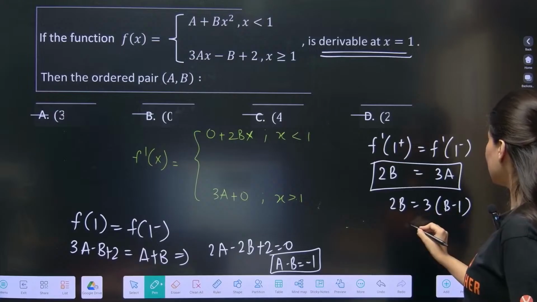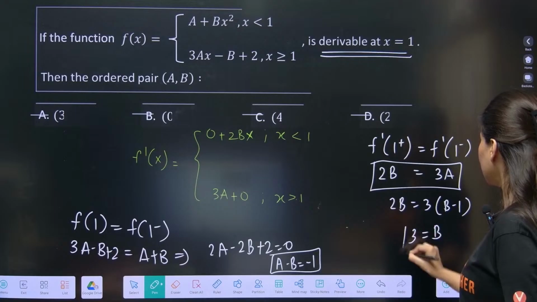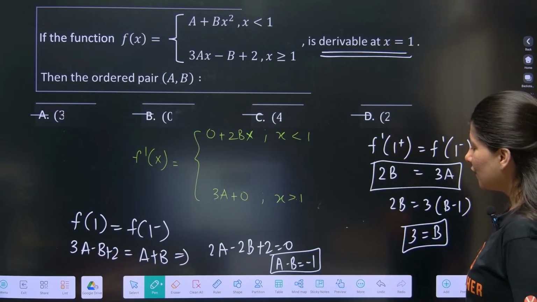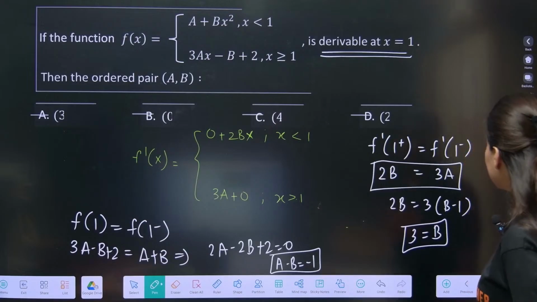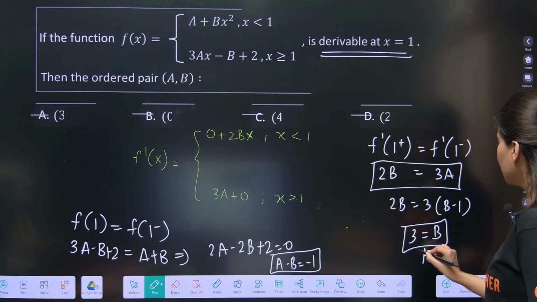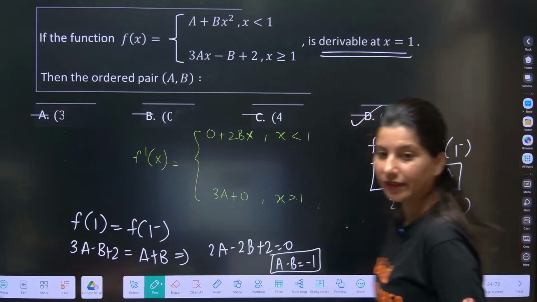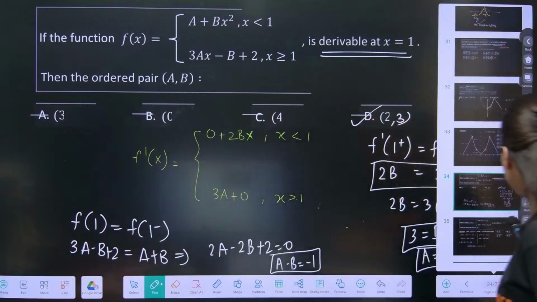Okay. So this is what? b is equal to 3. And the moment your b is 3, your a will be what? The moment your b is 3, a will be 2. So 2 comma 3. I think 2 comma 3 is sitting in option D. Yes. Everybody? 2 comma 3.